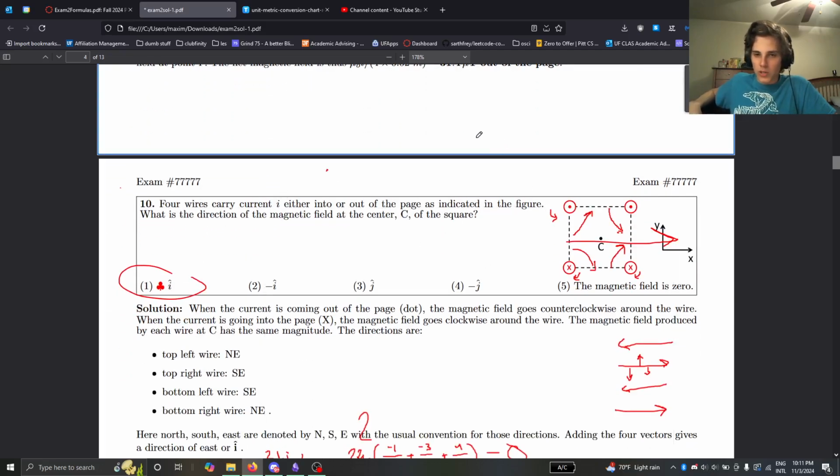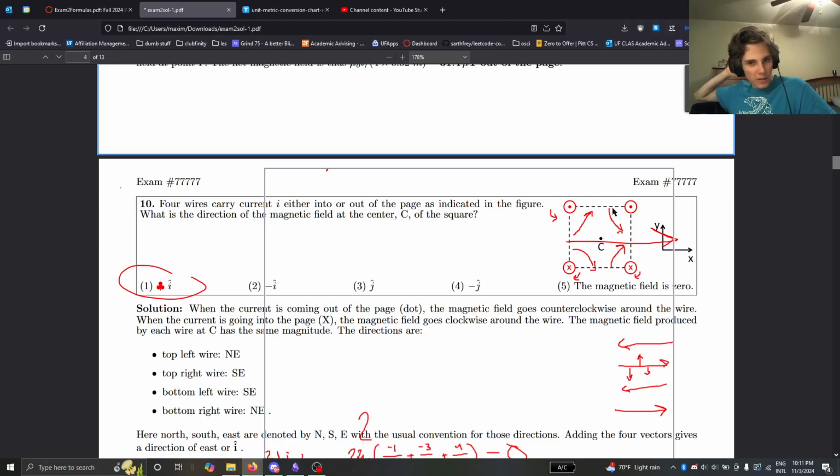Here, this is literally just looking at every single one, right-hand ruling for the direction, right? These two are counterclockwise, these two are clockwise, and then seeing that all the fields add to the right, which means that in the center, you have this magnetic field going to the right.